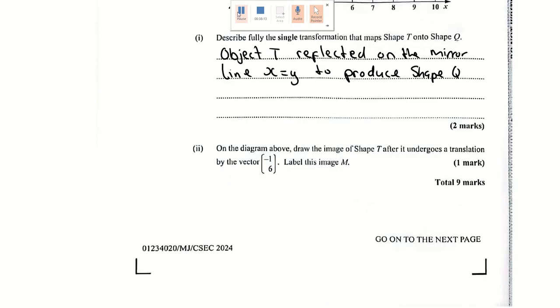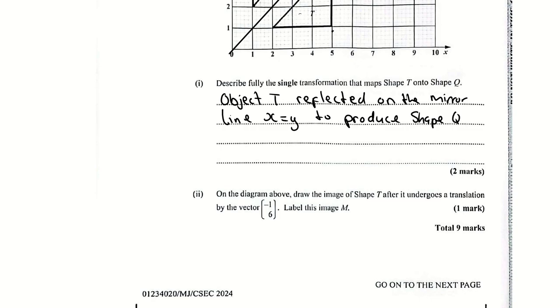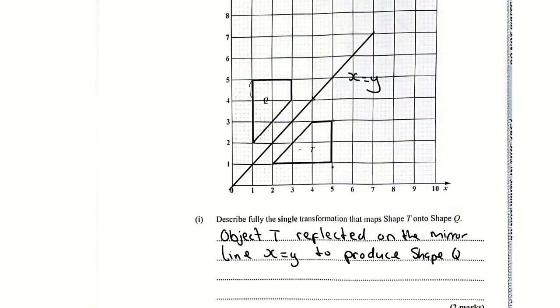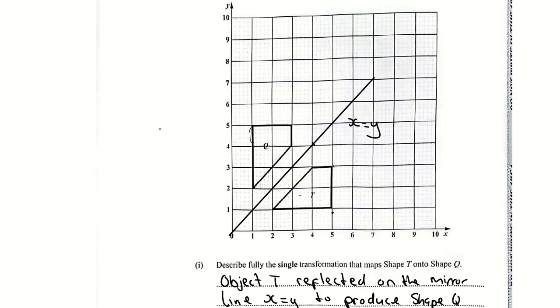The last part says, on the diagram above, draw the shape of the image of T after it undergoes a translation of (-1, 6), and label it image M. So shape T is undergoing a translation of this. Your value on top is your displacement along your x-axis, and your value at the bottom is your displacement along your y-axis. I'm going to show you how to do it on your graph, and then I'll show you how to do it mathematically.